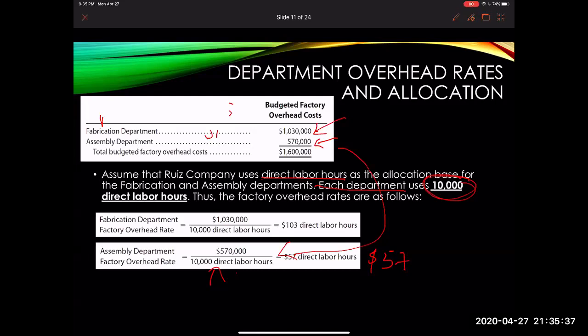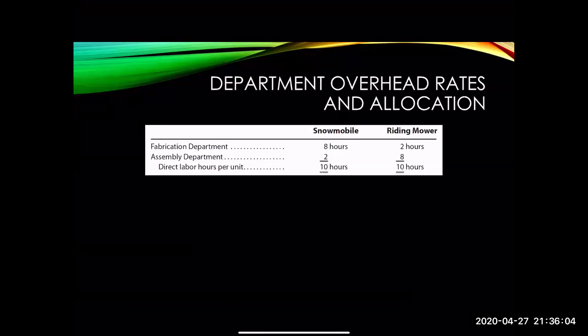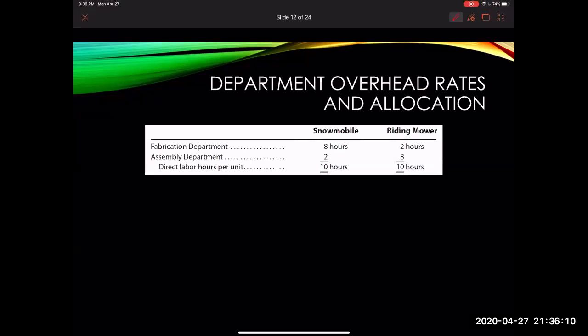Okay, now that we have figured out the factory overhead rate for each department, remember we must now allocate these rates to each of the products. So you can imagine that the snowmobile and the riding mower both have to go through the fabrication department and the assembly department. Here's the information that we need. Our 2 products are the snowmobile and the riding mower, and in order for them to be completed, both must go through both the fabrication department and assembly department.